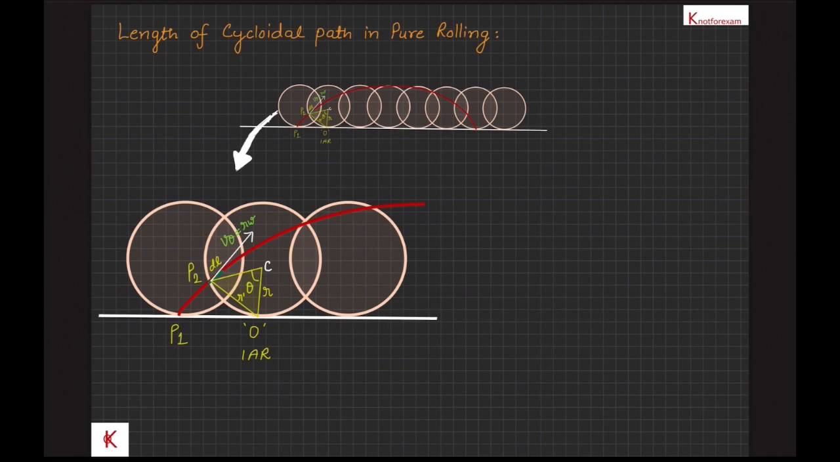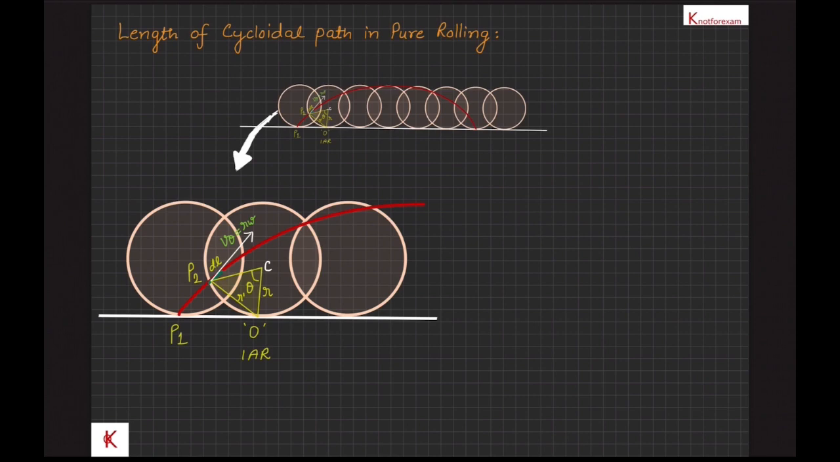We are going to find out the length of cycloidal path in pure rolling. Let's take a look at the given figure of a cycloidal path in pure rolling. Let point P on the circumference move from position P1 to position P2 and radius OP rotate angle theta. At this instant, the instantaneous axis of rotation passes through point O and velocity will be perpendicular to OP.